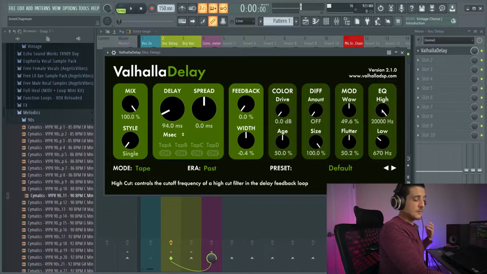Okay, I will do the same exact thing for the high end. I don't want a buildup of sibilance or anything too sharp, not too breathy. So let's give it a go.